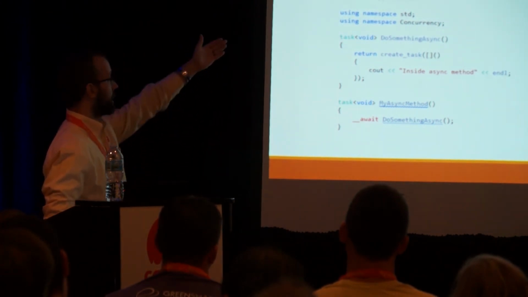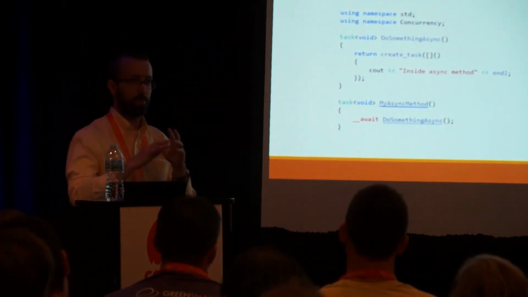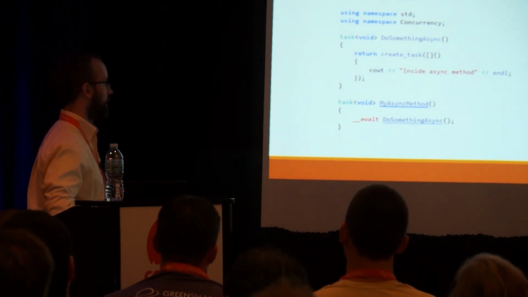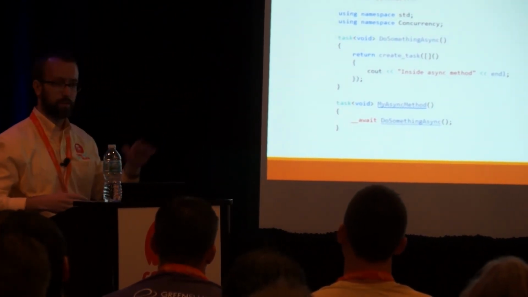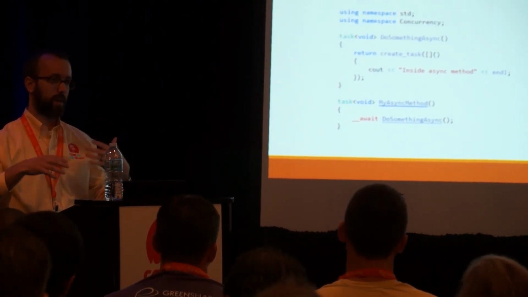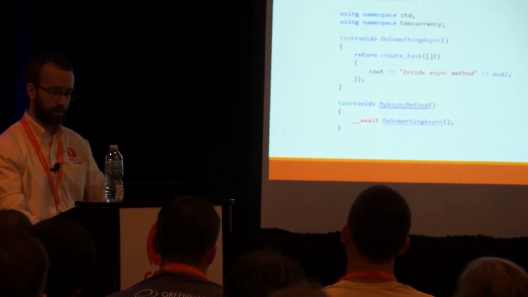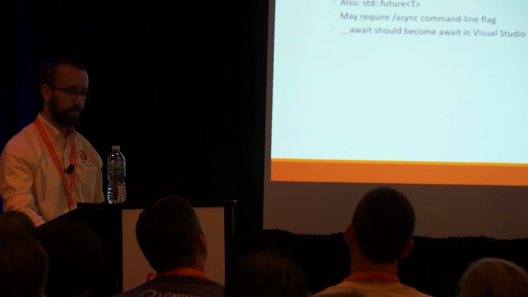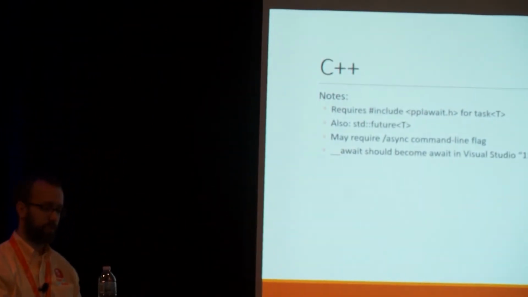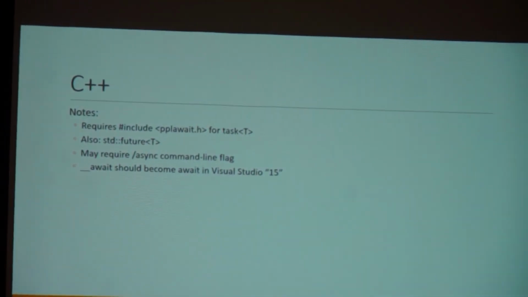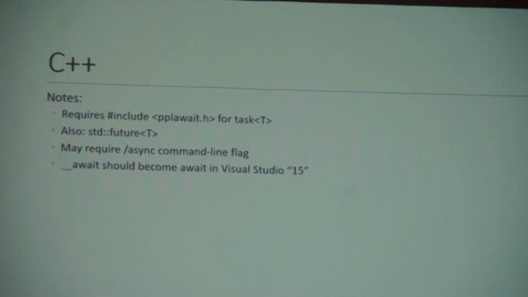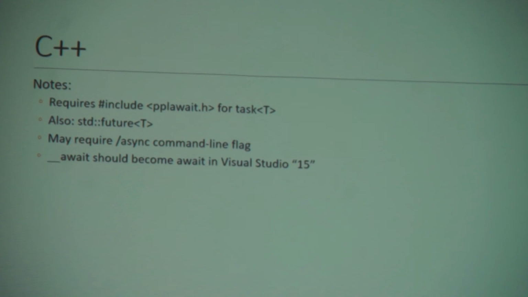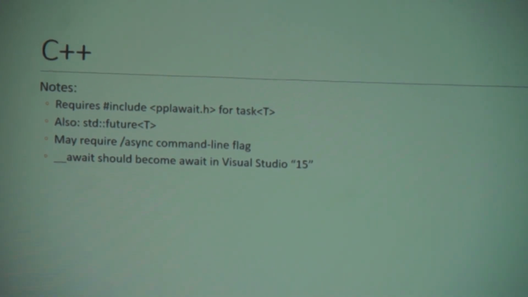Now, ReSharper says we're not using that. I can easily remove that reference, and then ReSharper doesn't know what the __await keyword is. But it works, it compiles, it runs. So once it becomes a little less experimental, we'll be able to see that being used more in the wild. And then there's also std::future of T to look at if you're a C++ person. And then depending on which version of Visual Studio, I think you have to use the /await command line flag, which you can set in your project properties.